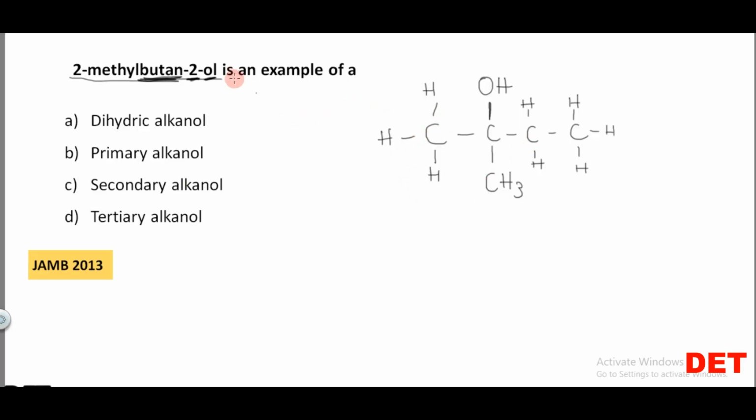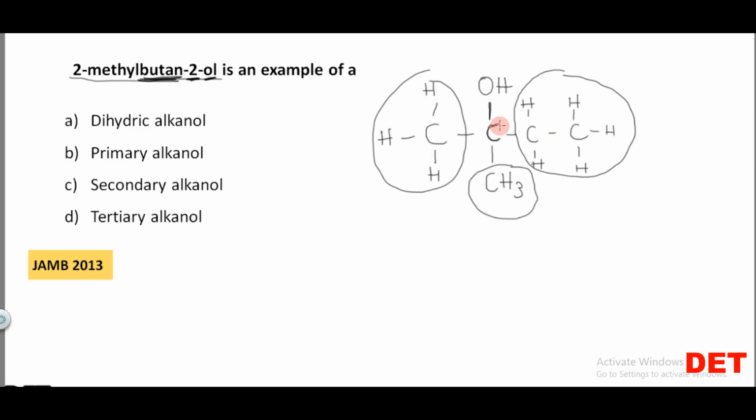So what kind of alcohol is this compound, 2-methyl butan-2-ol? If you look at this compound, I have an alkyl group here, another alkyl group here, and another alkyl group here, all attached to this carbon atom carrying the OH group. If I represent this using alkyl groups, I have C, the carbon atom carrying the hydroxyl group, and at this side an alkyl group, at this side another alkyl group, and at this side another alkyl group.